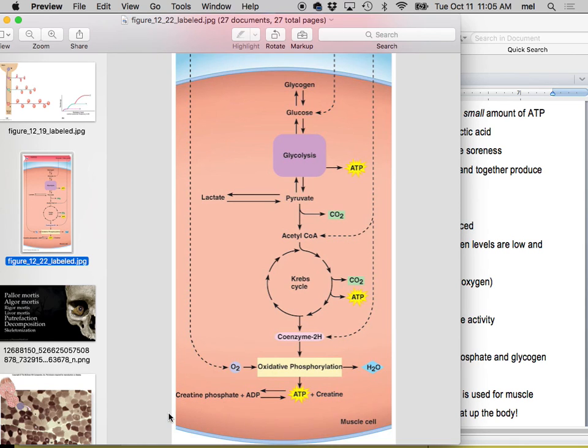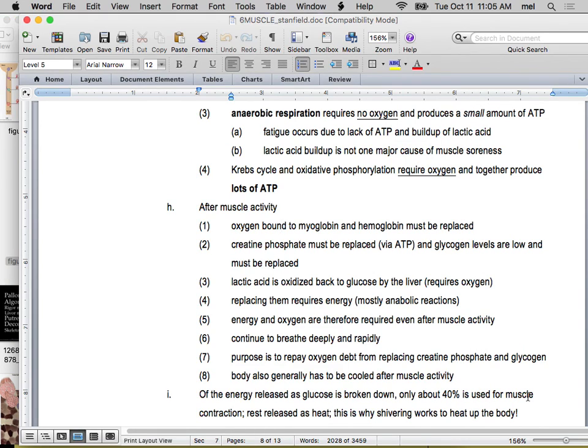Now, I don't go this way during muscle contraction. I go that way after muscle contraction. I go this way during muscle contraction. So do you see that we're going to need high quantities of ATP even after we stop working out? Yeah? Okay, and then what else?